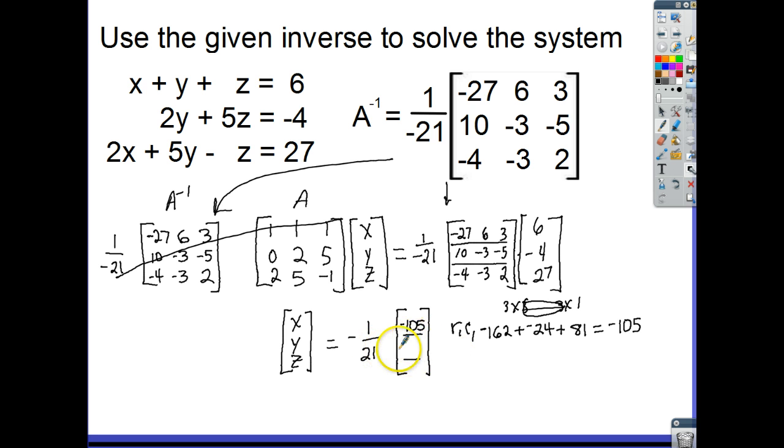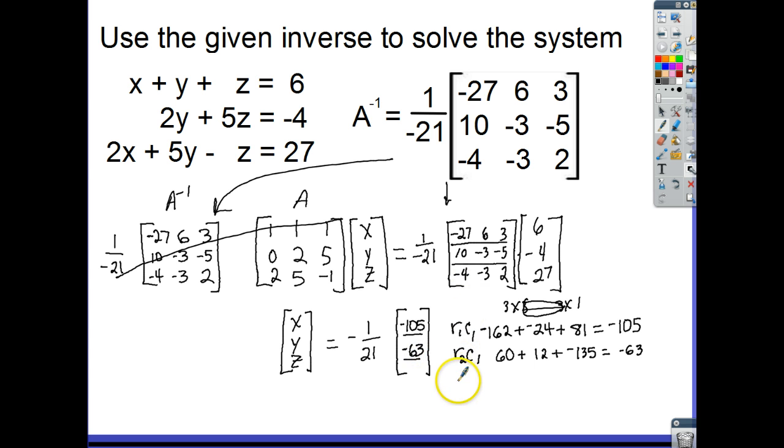Okay, now row 2, column 1 of our answer, we'll do that multiplication. Okay, and that's going to equal 10 times 6 is 60 plus negative 3 times negative 4, positive 12, plus negative 5 times positive 27 is negative 135, and we add all this together and we get negative 63. You can do that in the calculator.